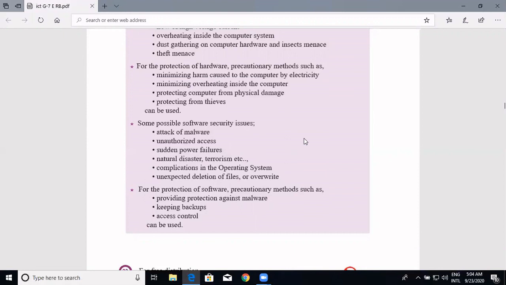Okay, so that's the end of the chapter. Hopefully you got a lot of new things here: encryption, malware, and all these new terms.